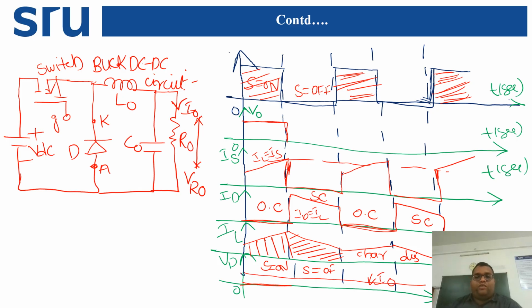So what are the things we have observed? Under the switch on condition, IL is equal to IS. Under the switch off condition, ID is equal to IL. These are the formulas we have to observe. If you clearly observe, there is no voltage under the switch off condition; only under the switch on condition is there a voltage, because there is a short circuit path across the load. So in the switch on condition there will be an output voltage. Otherwise there is no output voltage. These are the basic fundamental waveforms we have to observe.